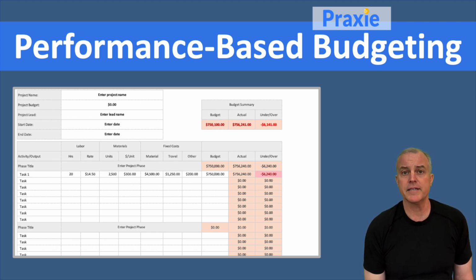Either way, the idea is that you want to tie funding to specific goals and objectives and measure those so that you can have a more strategic approach to budgeting.